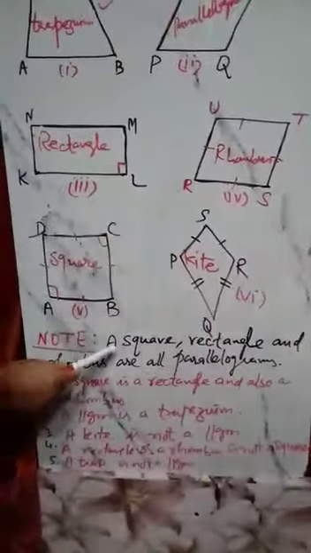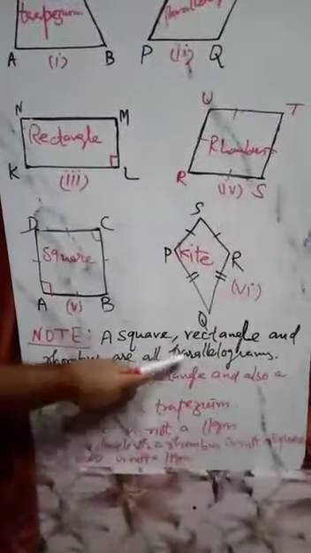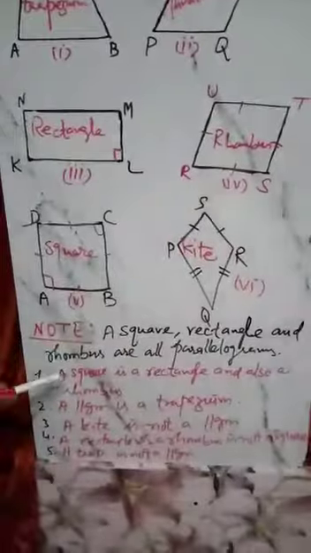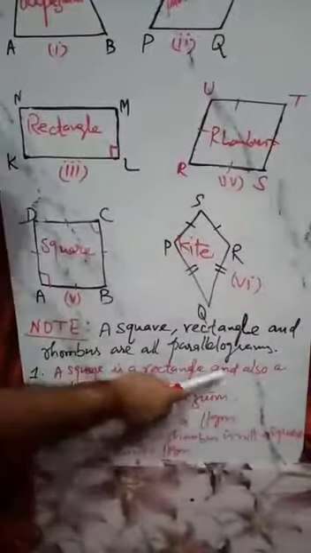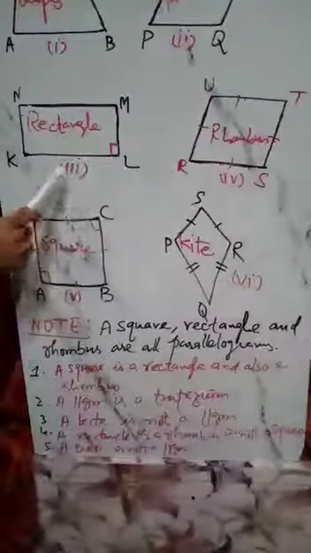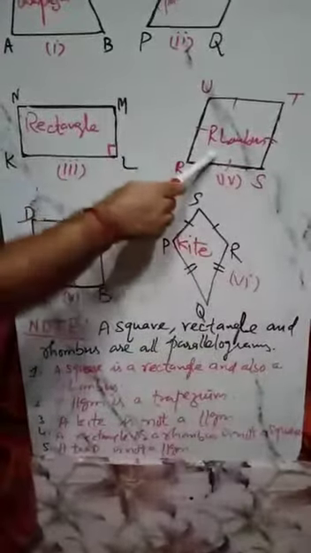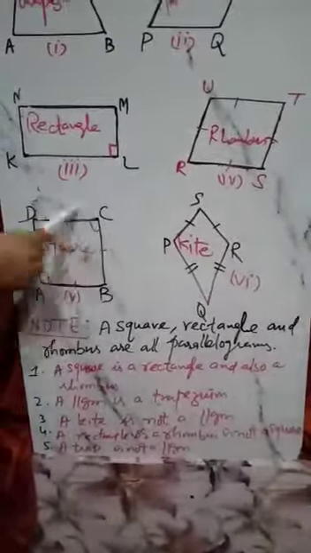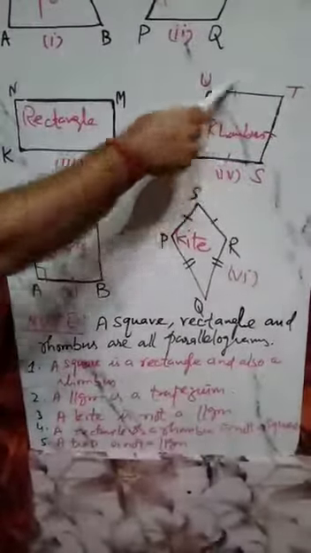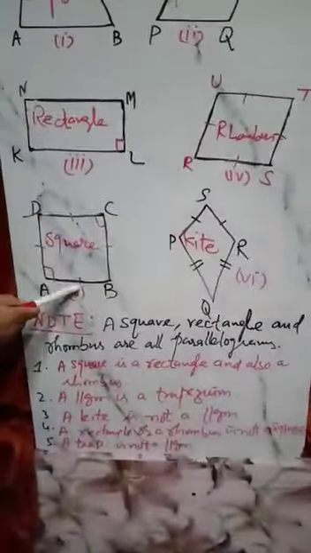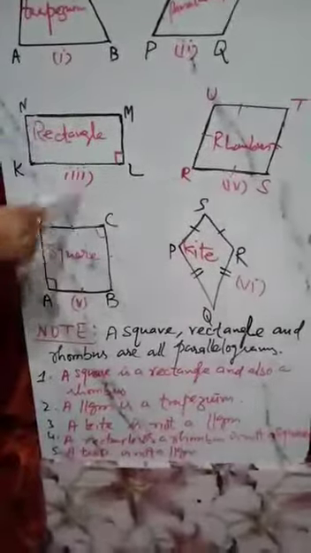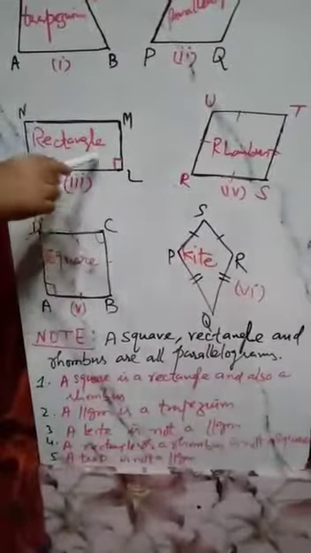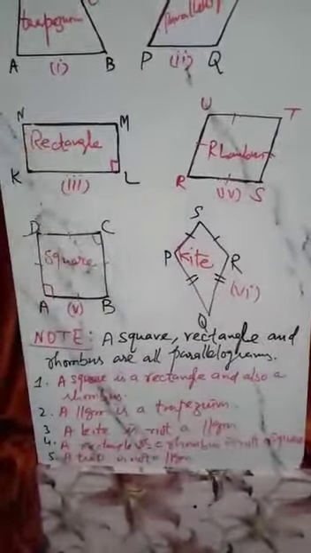Please remember, a square, rectangle and rhombus are all parallelograms. First, a square is a rectangle and also a rhombus. It's a rectangle because one angle is 90. It's a rhombus because all sides are equal. In a rhombus all sides are equal, and a square has all sides equal. That's why it is a rhombus. A square is a rectangle as its angle is 90, and a rectangle also has angle 90.